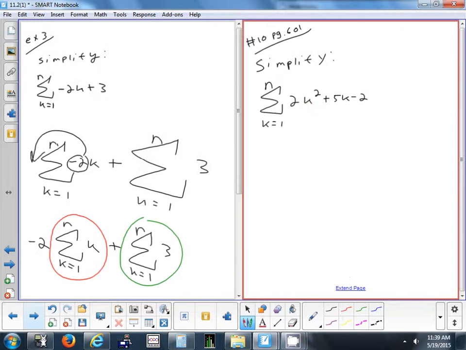Okay, the next one, all I want to do is set it up and kind of show you what you'd have to do. How many summations do you think this one's going to be broken down into? The last one broke down into 2. James? 3. This one's going to be 3. So you're going to have 2, and then a sum k equals 1 to n of k squared. Then you're going to have a 5, sum k equals 1 to n of k, and then a minus 2.